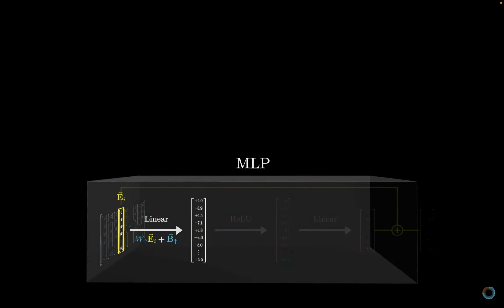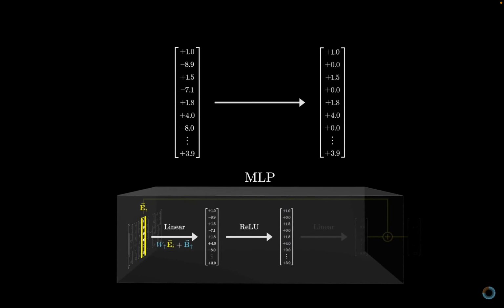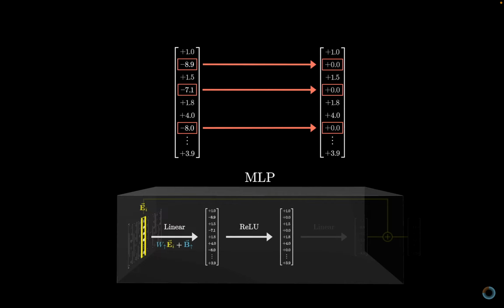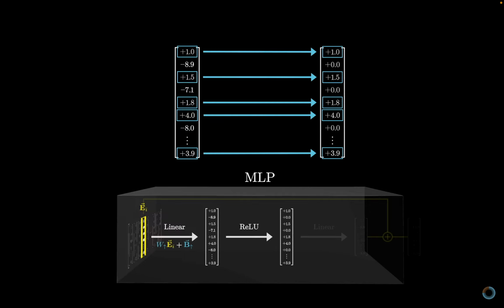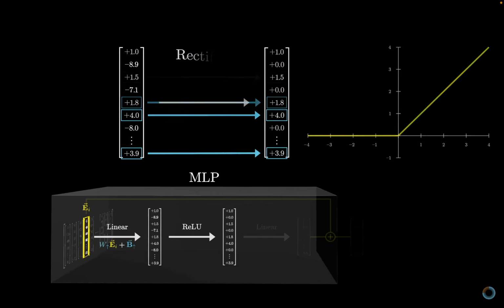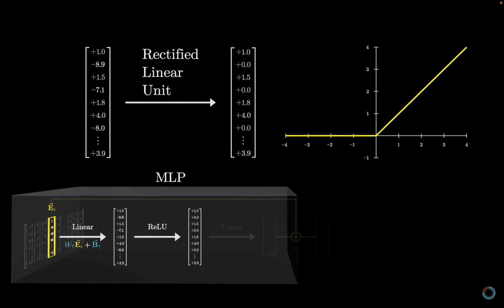So the next step is to pass this large intermediate vector through a very simple non-linear function. A common choice is one that takes all of the negative values and maps them to 0, and leaves all of the positive values unchanged. And continuing with the deep learning tradition of overly fancy names, this very simple function is often called the rectified linear unit, or ReLU for short.